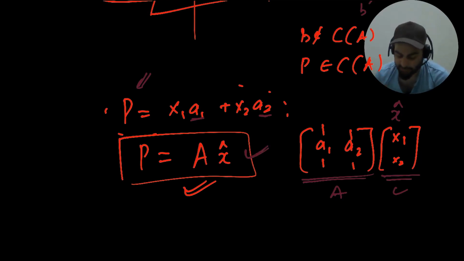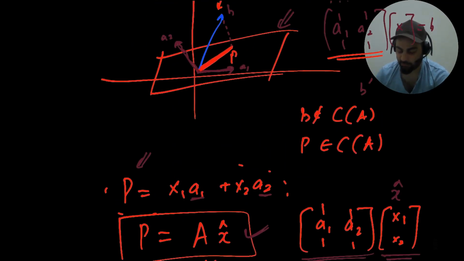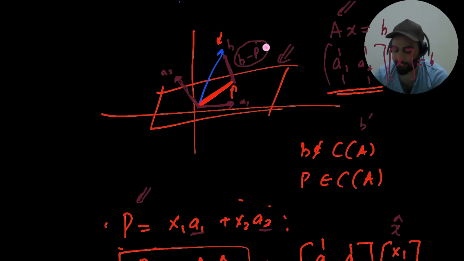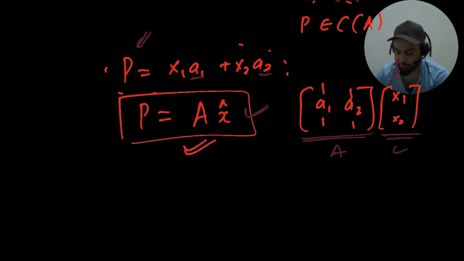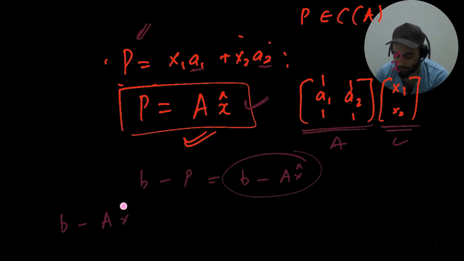So the key thing here is this B minus A, this vector over here, and this basically is B minus P. Again, this error vector B minus P is perpendicular to the whole plane. Okay, it is perpendicular to the whole plane. So what is this B minus P? B minus P basically is B minus AX. This B minus AX is perpendicular to the plane.